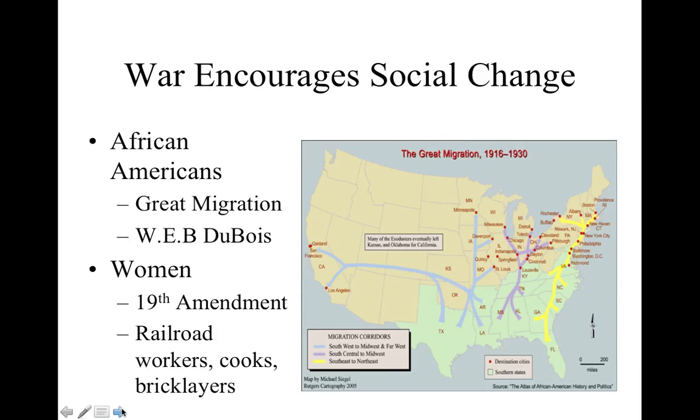We also see W.E.B. Du Bois. Du Bois encourages blacks to support the war effort, encourages African Americans, again, to do all the government asks of them to do. We see women during this time taking on new responsibilities. Again, the women's suffrage is passed with the 19th Amendment in 1920. Women also take on different roles, such as railroad workers, cooks, dock workers, bricklayers. Again, we see women really moving beyond what is labeled as the traditional role. And again, this will create problems when the soldiers return home.